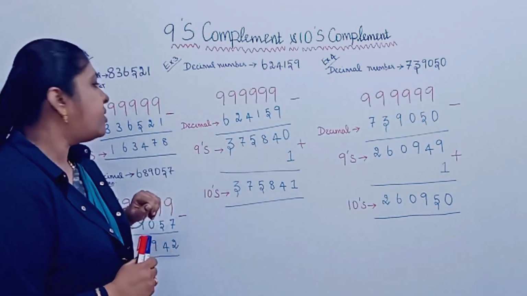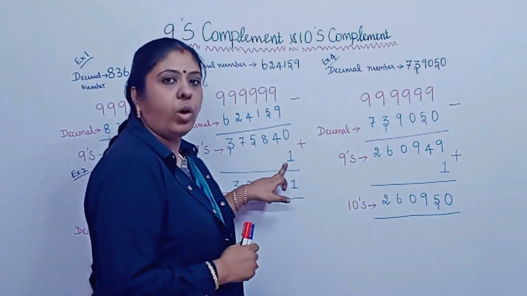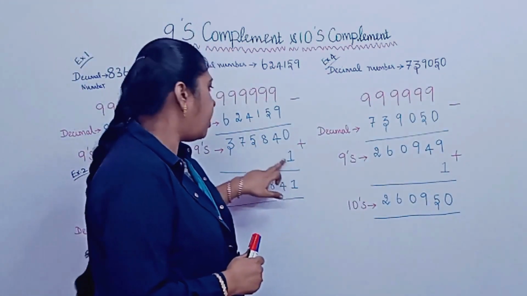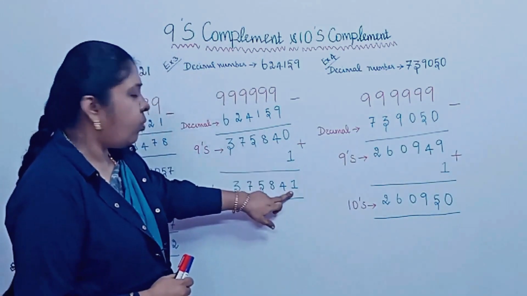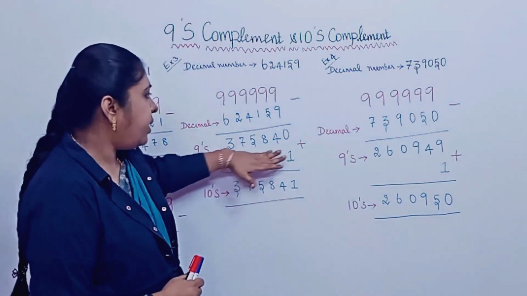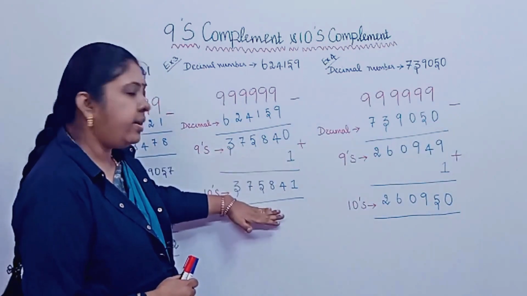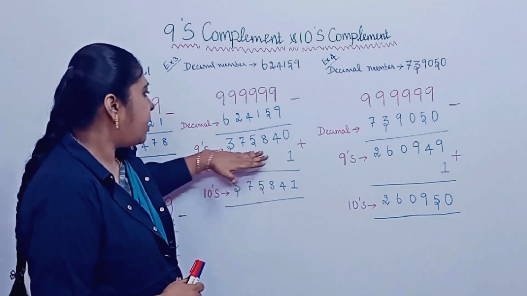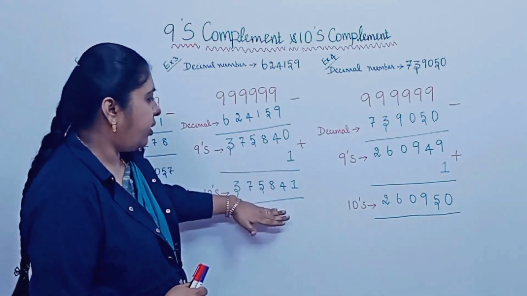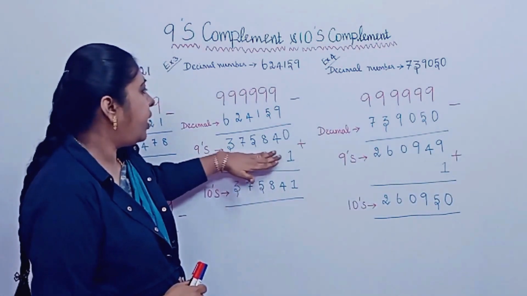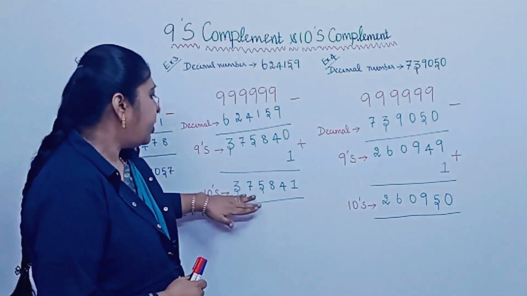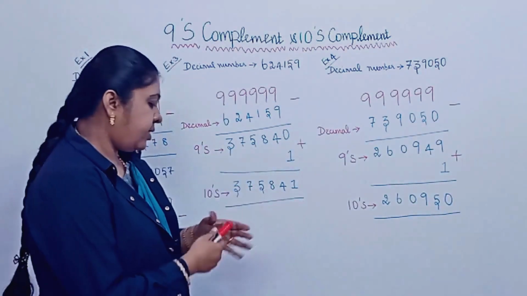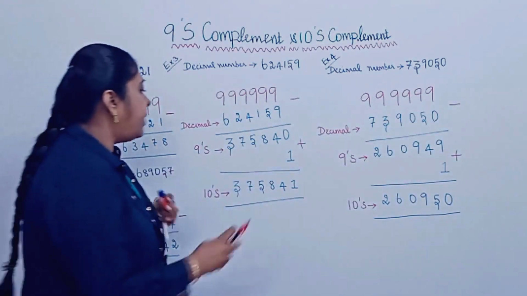For converting to tens complement, we have to add 1 to the last digit of the nines complement. So here 1 is placed, 0 plus 1, 1. The other digits of the nines complement number, 37584, are written as they are. So 375840, the attained nines complement, plus 1, gives 375841, which is the attained tens complement.